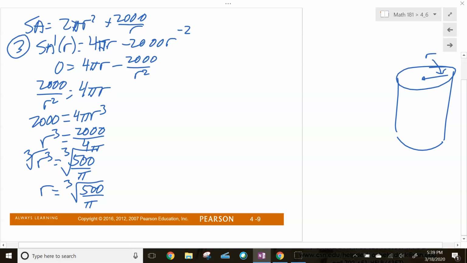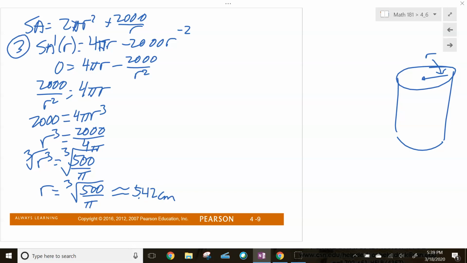So if you punch that in, 500 over pi to the 1/3, we get about 5.42 centimeters.